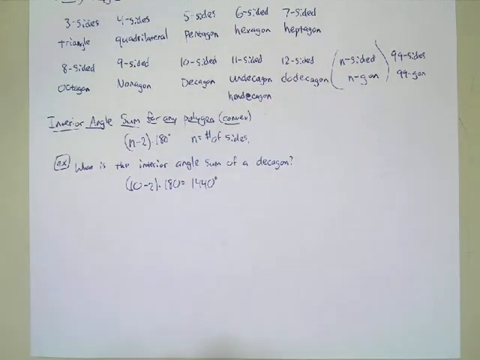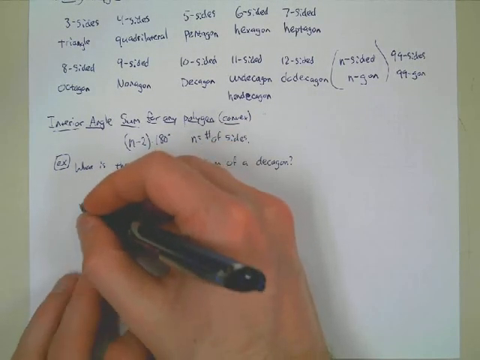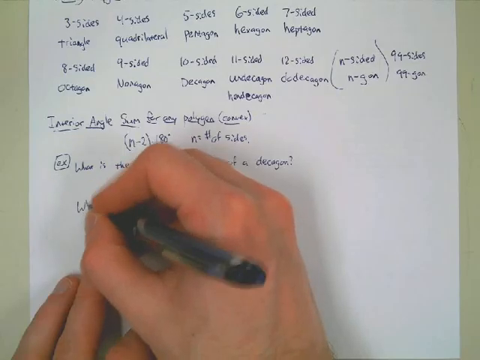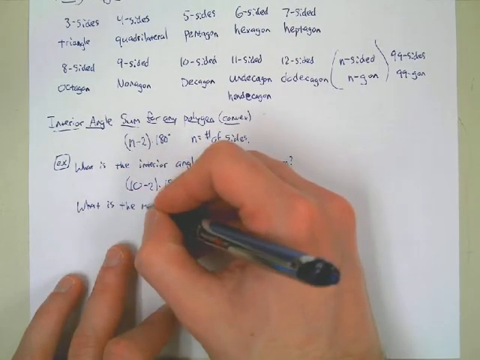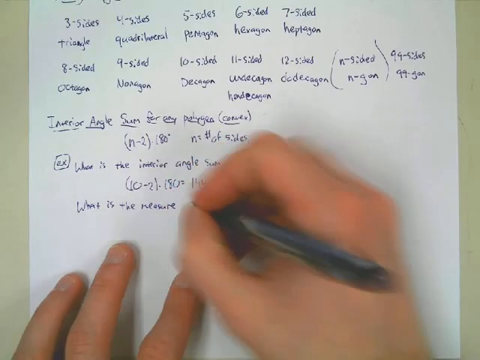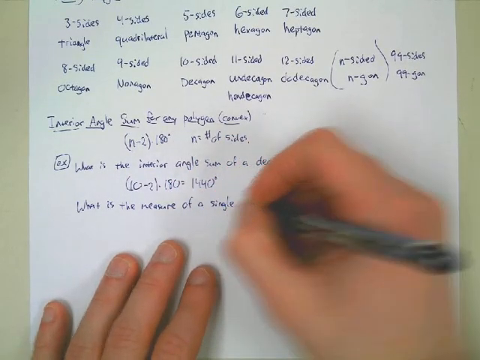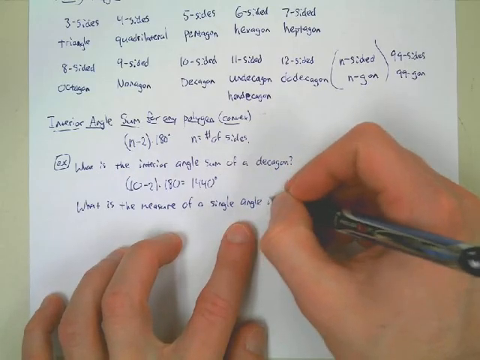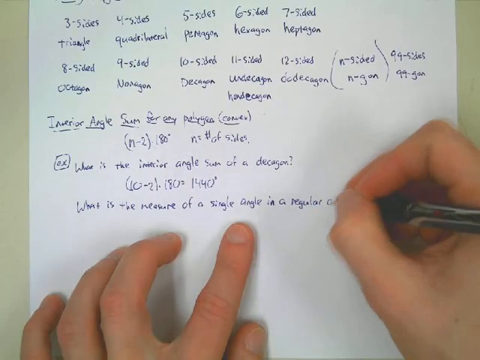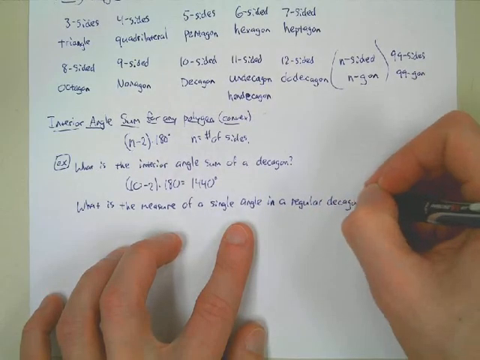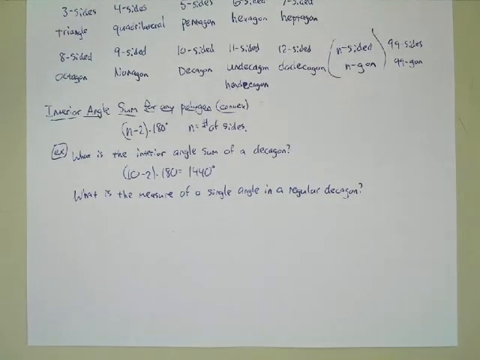What about, though, here's a different kind of question. What is the measure of a single angle in a regular decagon? Now, how might we go about finding just one of them? We know what they have to add up to, right? We know the sum, but how do you find just one? Stephanie?